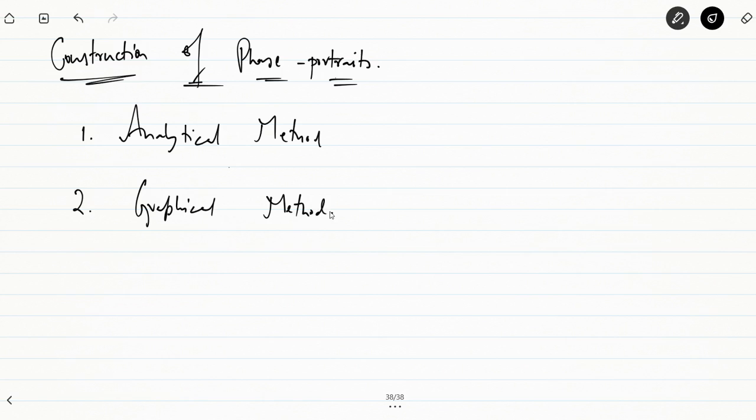So as far as the face portraits are concerned, we can directly simulate them using computer programming. Fine. But we still need to have an understanding about how to be able to sketch a face portrait, even if it is a rough sketch manually. Fine. तो इसमें दो टेक्निक्स हैं आपके पास. One is the analytical method and second one is the graphical method.